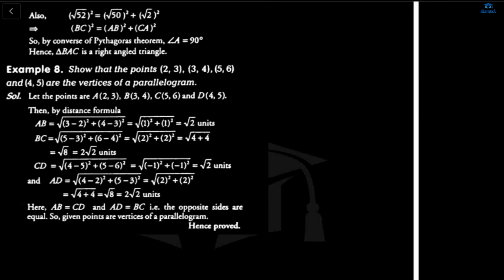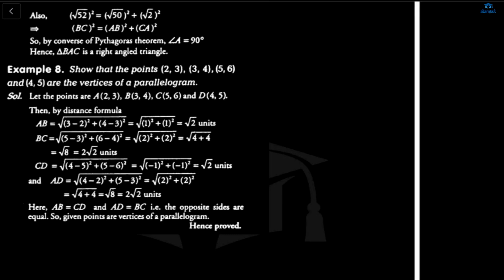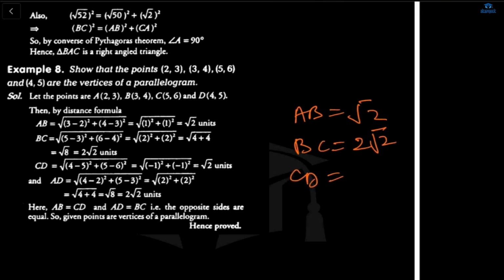The opposite sides are equal. So you have to again apply the distance formula. If you apply the distance formula, you can see here AB is equal to root 2, BC is equal to 2 root 2, CD is equal to root 2, and AD is equal to 2 root 2.